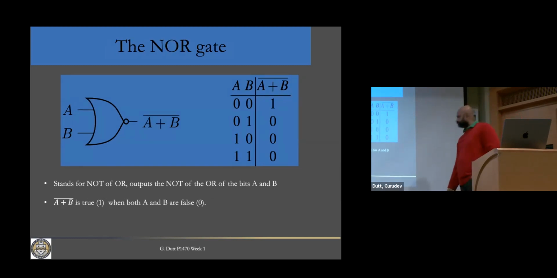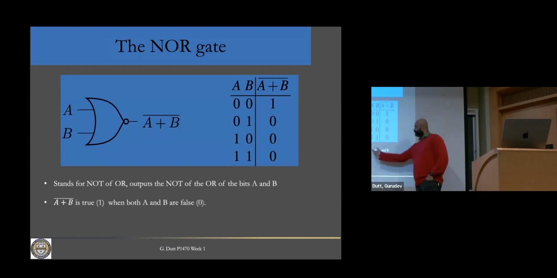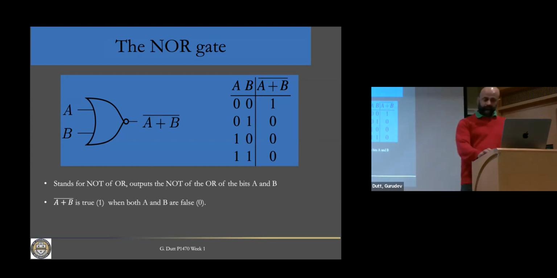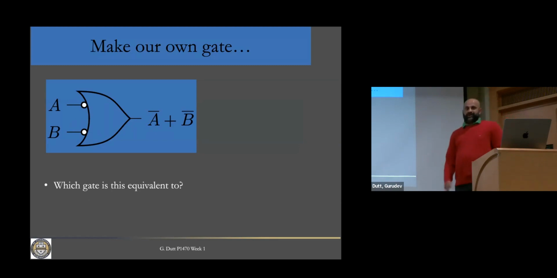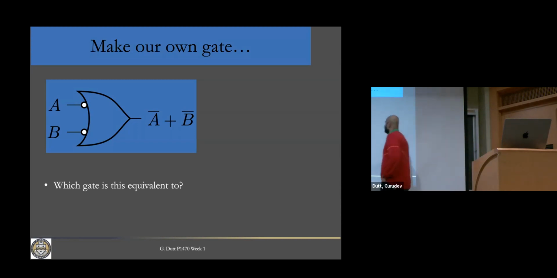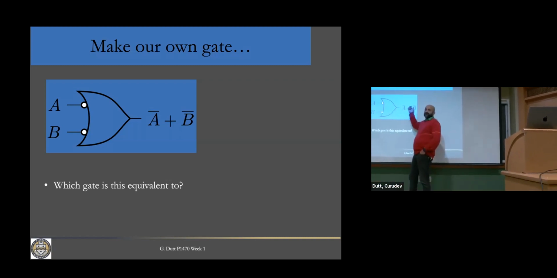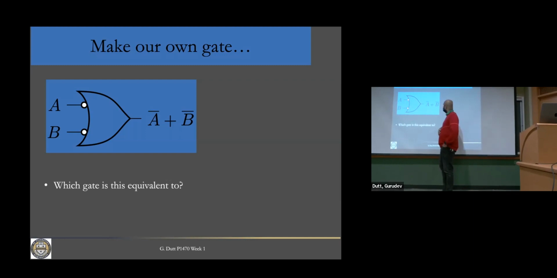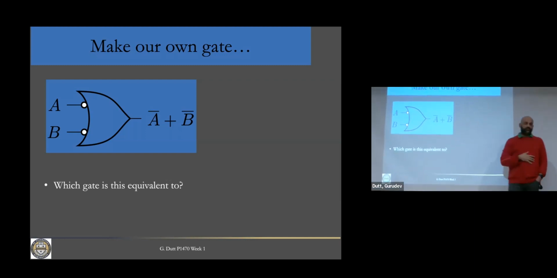The NOR gate's output is the NOT of the OR of the bits A and B. It will be true when both A and B are false and 0 otherwise. And you can make your own gate. Okay, you can cook up any kind of operation you want. Here I take A, I NOT it first, B, NOT that, and I OR the two, which is A bar plus B bar.